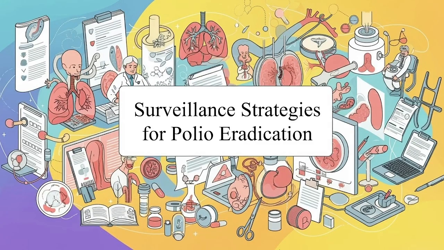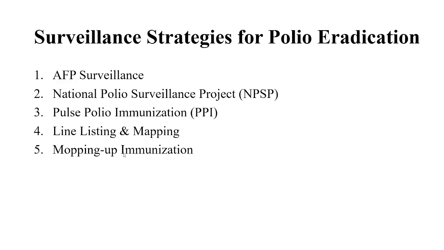Hello, good evening. So today we shall be seeing about surveillance strategies that are used in the eradication of polio. I have AFP surveillance first, which is acute flaccid paralysis surveillance. Then I have the National Polio Surveillance Project, pulse polio immunization, line listing and mapping, and mopping up immunization. I have five components. Next I will see why we need surveillance.